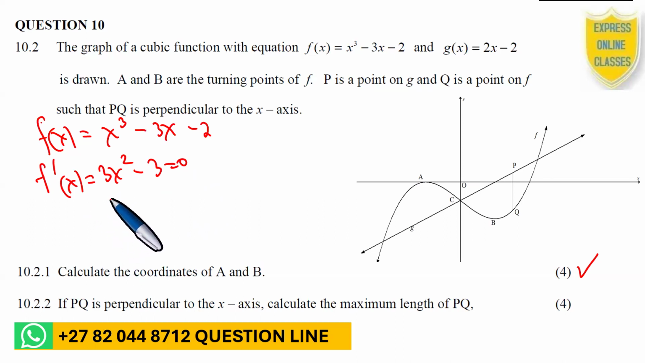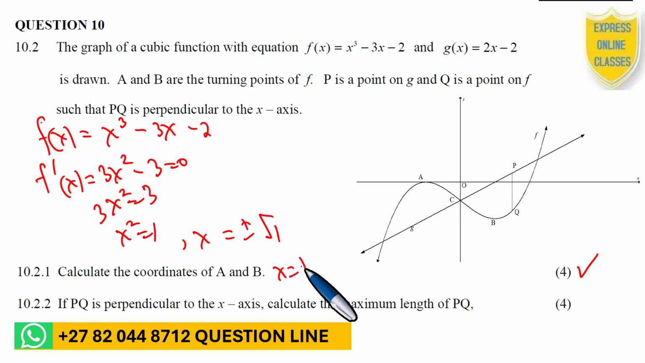At this point, you equate it to 0, which means that 3x squared equals 3. Dividing by 3 gives us x squared equals 1, which means that x is plus or minus the square root of 1, so you have plus or minus 1. Meaning x is minus 1 on this side, but x is exactly equal to 1 there.